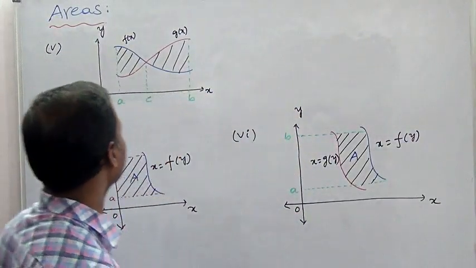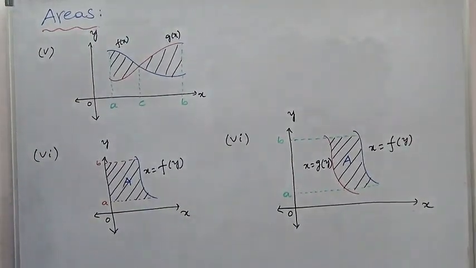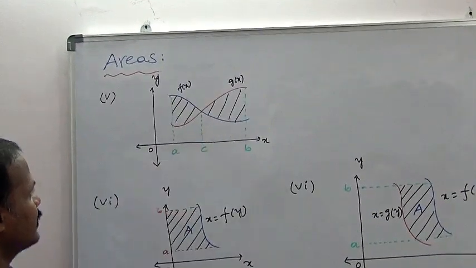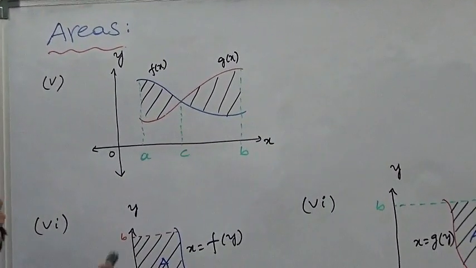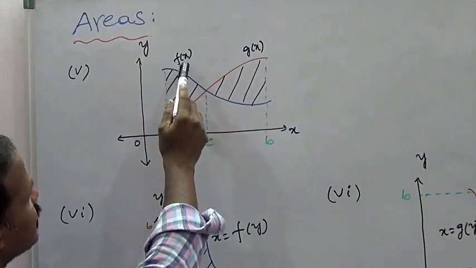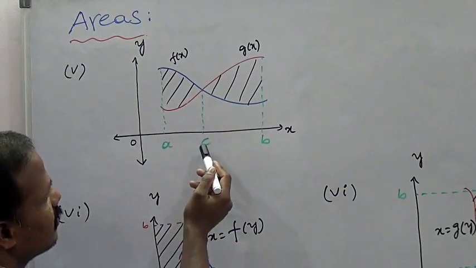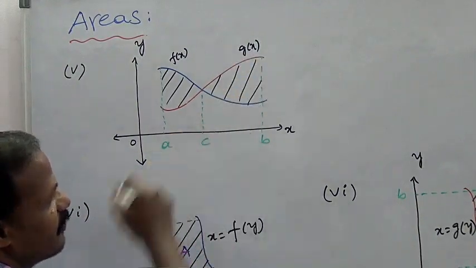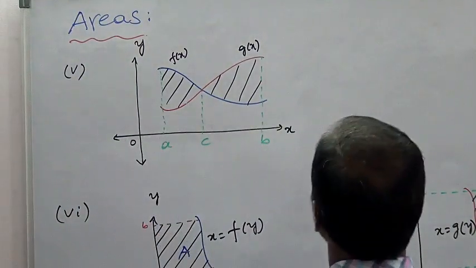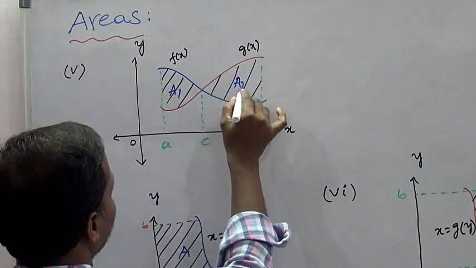Okay, so next, model curves. Suppose the given functions' graphs are like this. See, in this graph, from A to C, f of x is above g of x. But after C, g of x is above f of x. Now, this is area A1 and this is area A2.